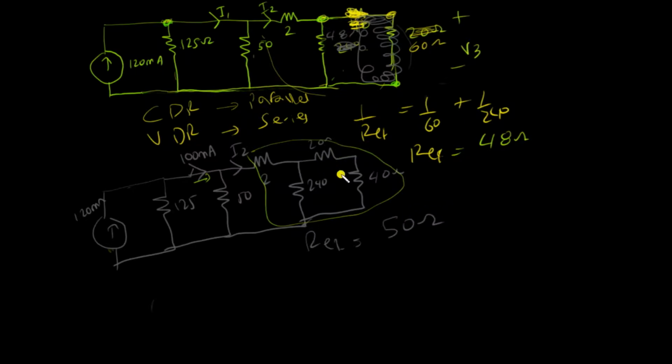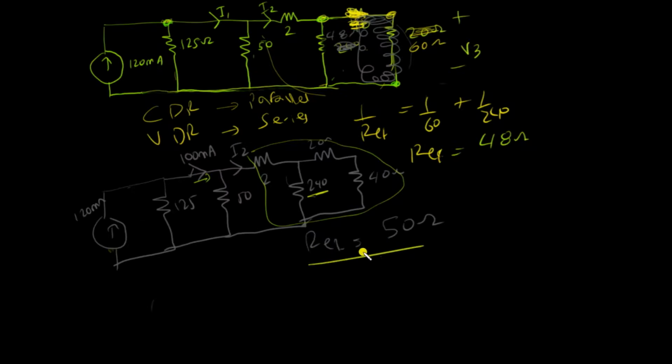I combined these two, the 20 ohm resistor and the 40 ohm resistor, to be in series, and I just added them and I got 60 ohms. The new 60 ohm resistor was in parallel with the 240 ohm resistor, and I combined them and I got 48. This new 48 ohm resistor was in series with the 2 ohm resistor, so I just added them up and I got the answer of 50 ohms.